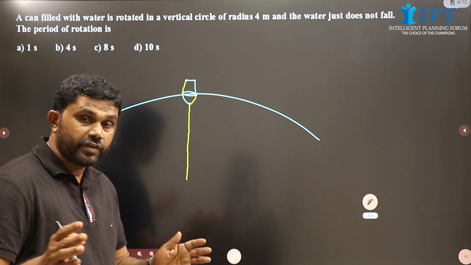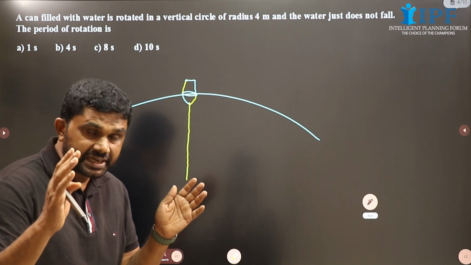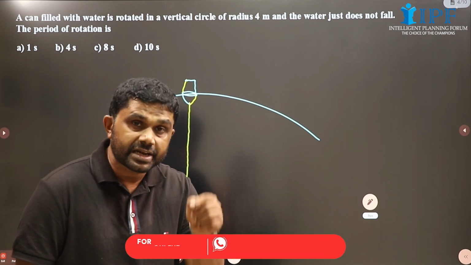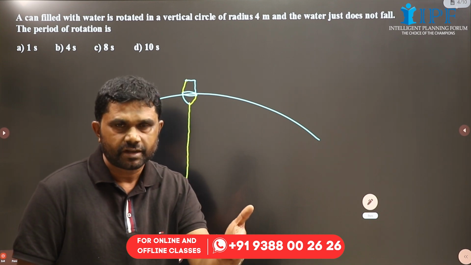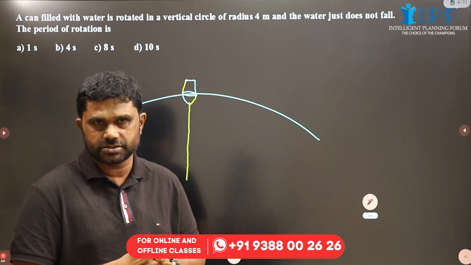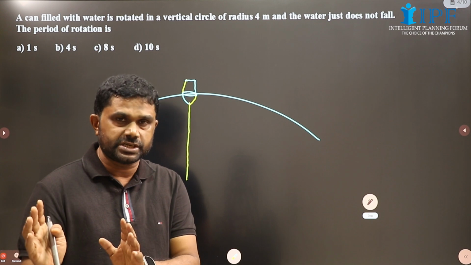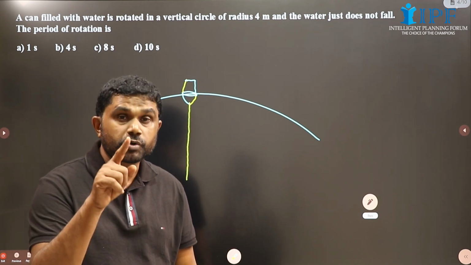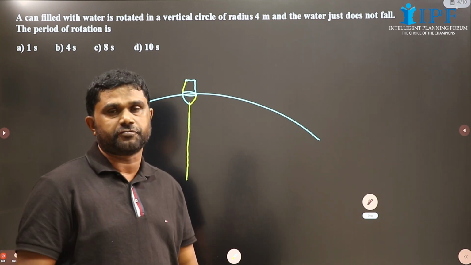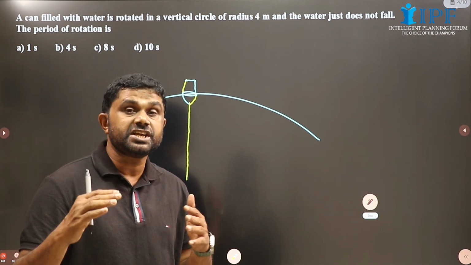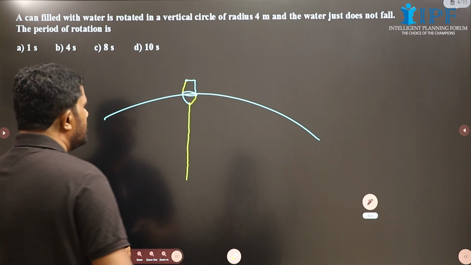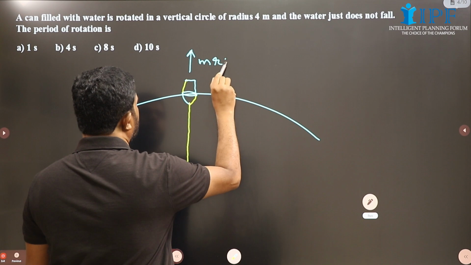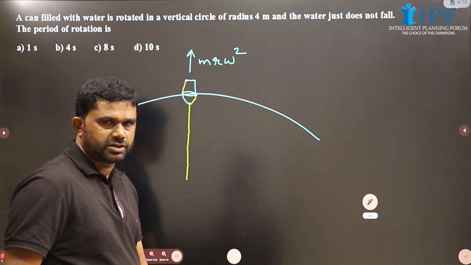See, bucket is moving in a circular path. So, bucket experiences centripetal acceleration. Water must be at rest with respect to the bucket, which is an accelerated frame of reference. When a body is being observed with respect to an accelerated frame of reference, we have to consider the pseudo force or inertial force. Here it is called centrifugal force, and it is directed away from the center of the circle, and it is mr omega square, where omega is the angular speed.